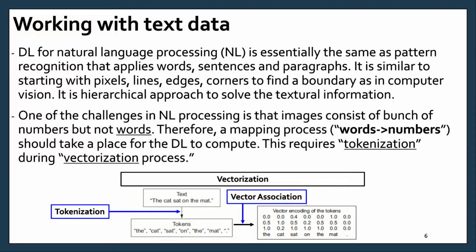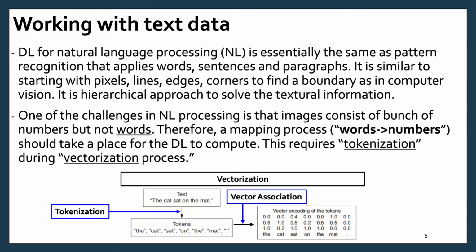So DL for NLP is essentially the same pattern, right? There's word, sentence, paragraph. For images, we have pixels, lines, edges, corners. So we do have these features that we can highlight or basically not highlight, right? And that's how we can get features, okay? So one of the challenges for NLP is that an image consists of a bunch of numbers but not words. Therefore, mapping words to numbers should take place before the DL computes. This requires tokenization during the vectorization process, right?